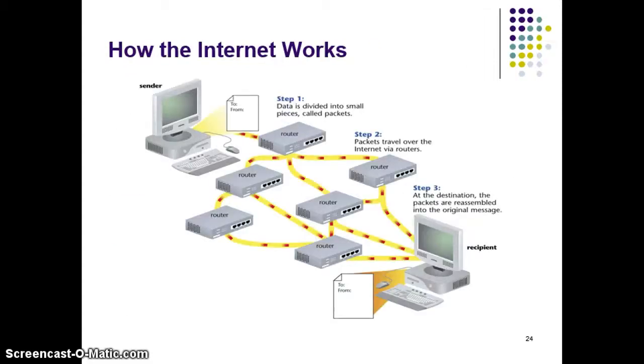So how the Internet works, I think it's quite a good example. This is my computer. Step one, the data is divided into small packets, called pieces. Step two, packets travel over the Internet, so obviously it is going to find the best route. If it could take this way or that way, it finds the shortest route, or it would choose to go this way, but it does it for you. It divides the packets and finds the best routes. At step three, at the destination, the packets are reassembled into the original message.